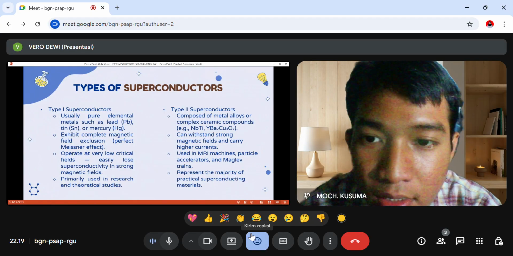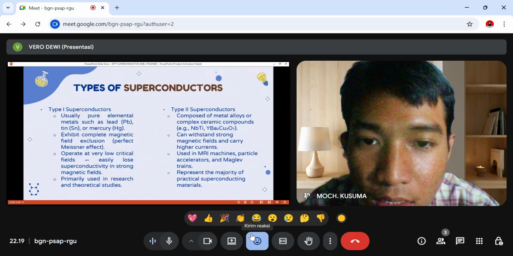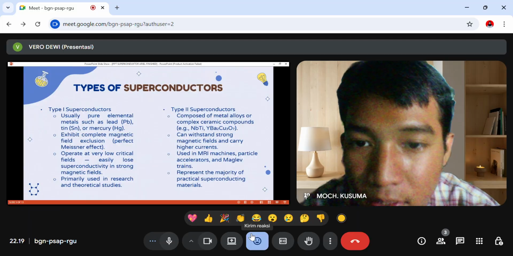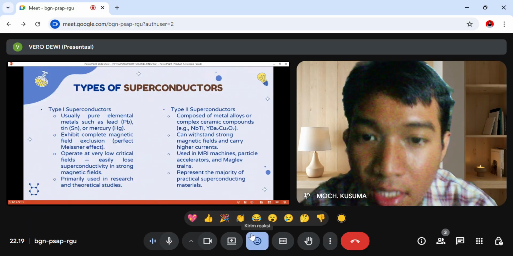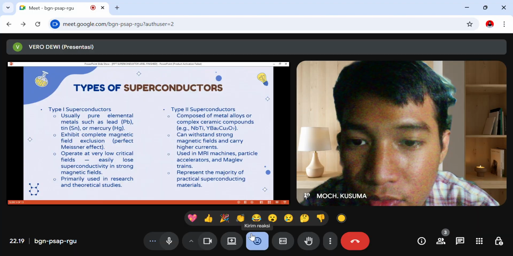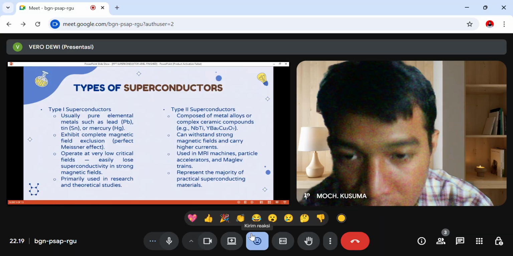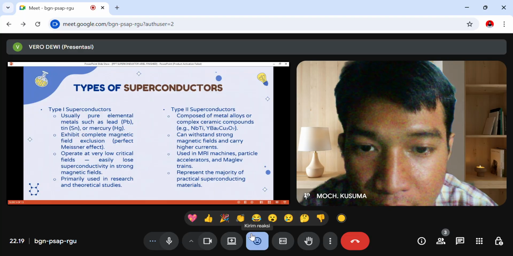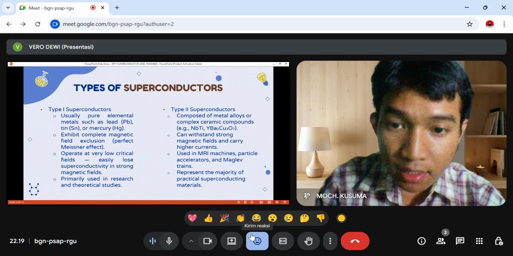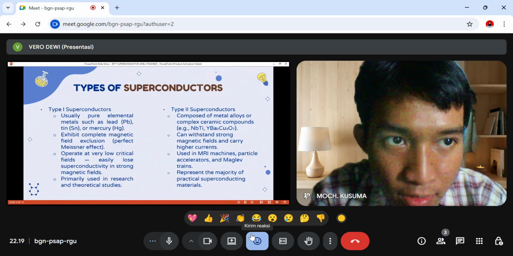Second, Type 2 superconductors, composed of metal alloys or complex ceramic compounds. Good examples are NbTi and YBa2Cu3O7. They can withstand strong magnetic fields and carry higher currents. Used in MRI machines, particle accelerators, and maglev trains. Represent the majority of practical superconducting materials.